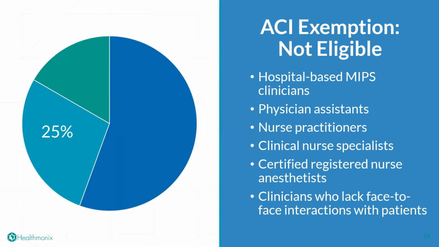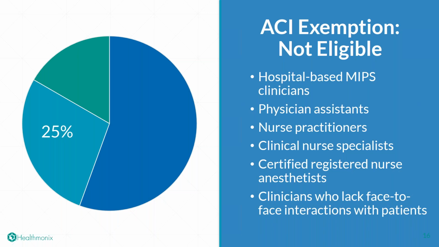Moving right along, within ACI, there are additional exemptions. I think CMS understands and recognizes that some clinicians don't have EHRs. And the result of not having to use an EHR is that there are additional exemptions to allow certain clinicians to not be penalized if they're not using an EHR. So the types of clinicians we list here: hospital-based, physician assistants, nurse practitioners, clinical nurse specialists, registered anesthetists, and clinicians who lack face-to-face interactions with patients.